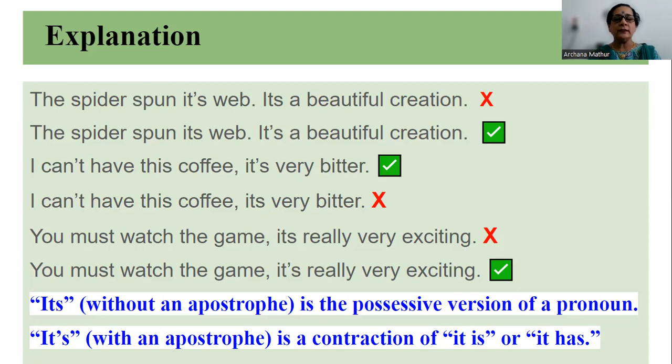Similarly, if we see the third set of statements, you must watch the game. It's really very exciting. Without the apostrophe, it cannot be because it is really very interesting. So I hope the doubts have been cleared. Its without the apostrophe is the possessive version of a pronoun. But with the apostrophe, it is it is, or it has.